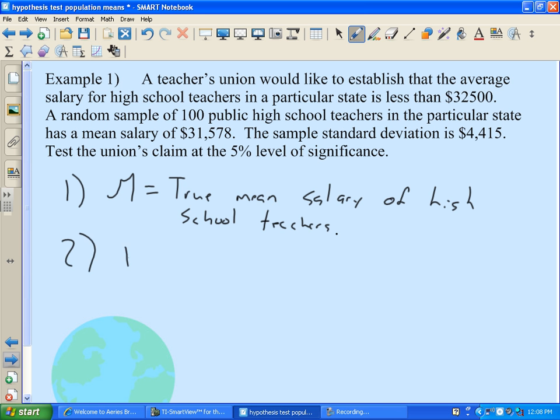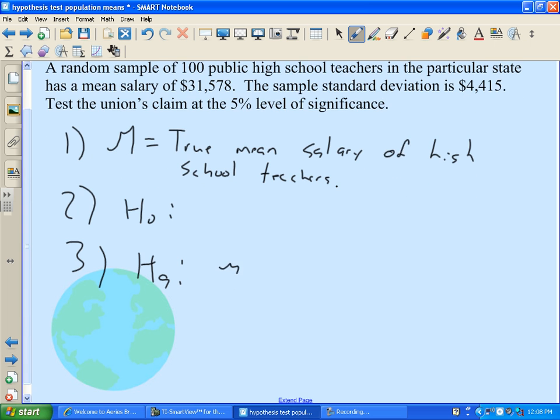Number 2, null hypothesis. Number 3, alternative. What is it we're trying to prove here? A teachers union would like to establish that the average salary for high school teachers in a particular state is less than $32,500. So that means we're testing the union's claim. We'd like to see evidence that the mean is less than $32,500. That's what we're trying to prove.